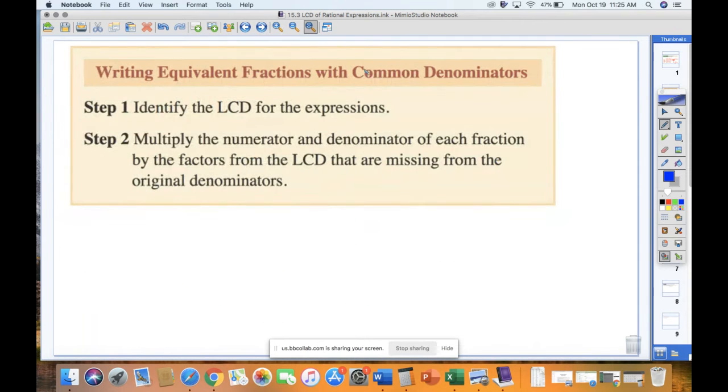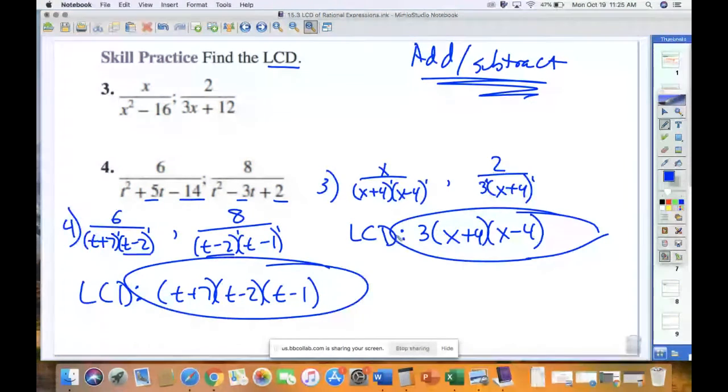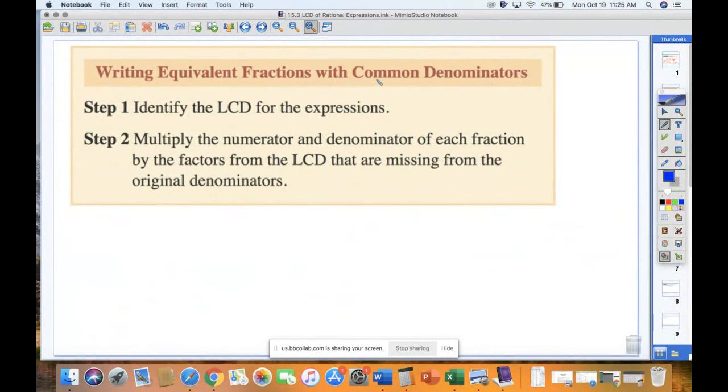All right. So now what we're going to do is we're going to take it a step further. So far, we haven't cared about the numerators, but we know if we're going to add or subtract in the future, that's what we're working towards on Wednesday. We know we get that least common denominator, but then the next step is going to be addressing the numerators as well. So there's a small two-step process. This is just an extension working towards adding and subtracting down the road.